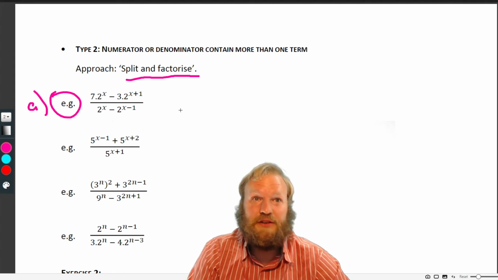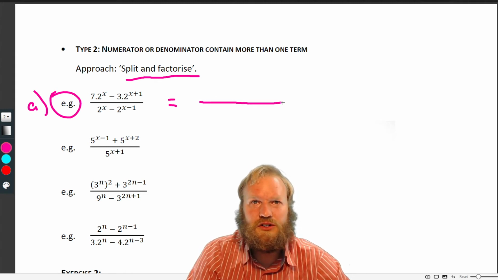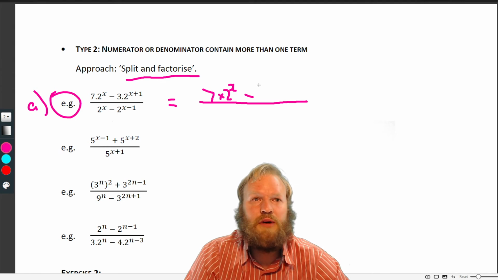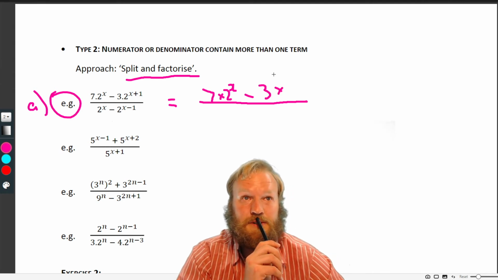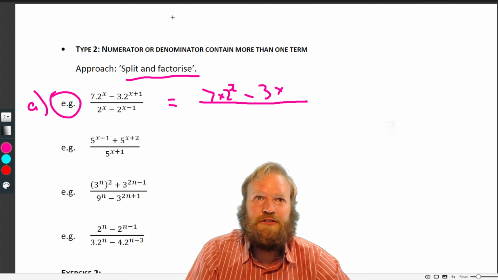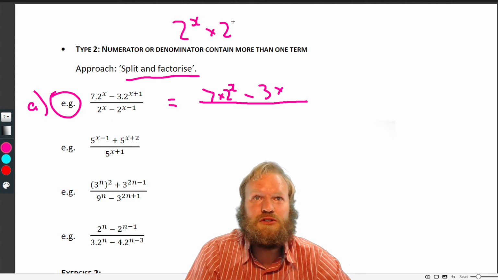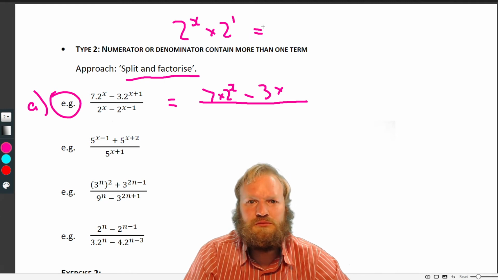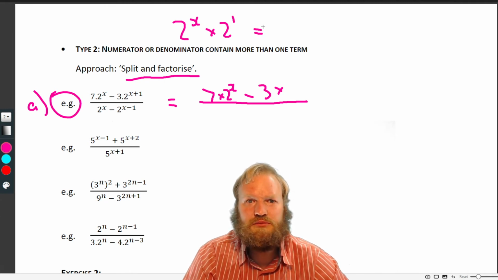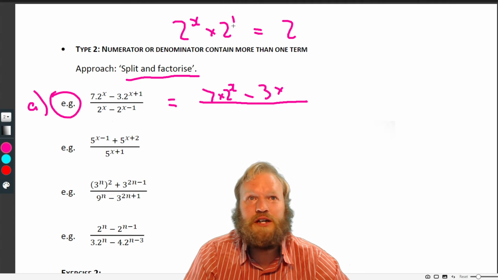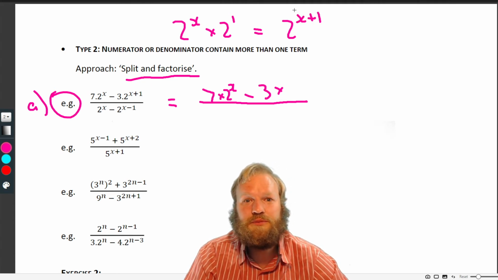So what we mean by that, let's run through one together quite carefully. Okay, so 7 times 2 to the x, minus 3 times. Now here's the split. If I asked you to simplify 2 to the x times 2 to the 1, could you simplify that? Well, with a bit of luck you went, oh, the bases are the same, we're multiplying, so we added exponents.